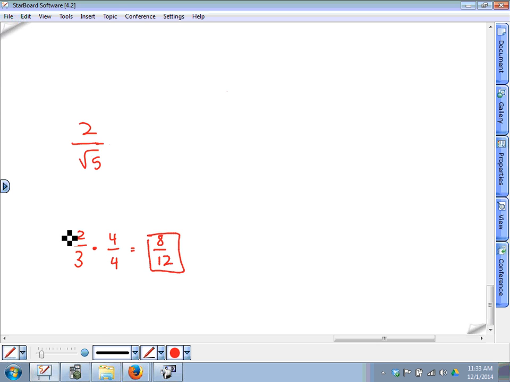But isn't 8/12 numerically equivalent to 2/3? Why is it the exact same numerical value? All we multiplied it by is 1. Okay, 4 over 4, which is 1.